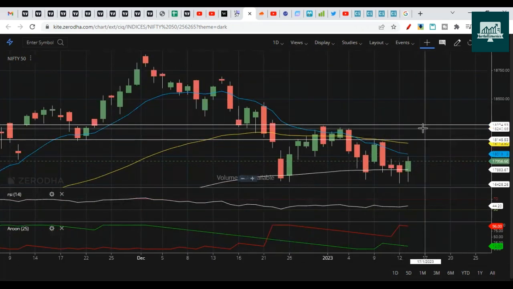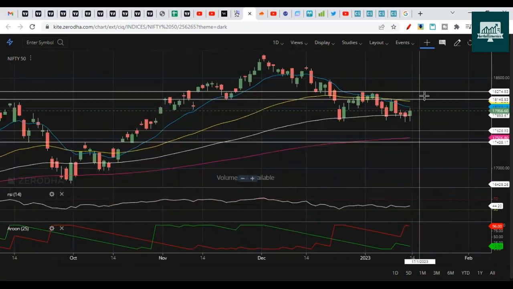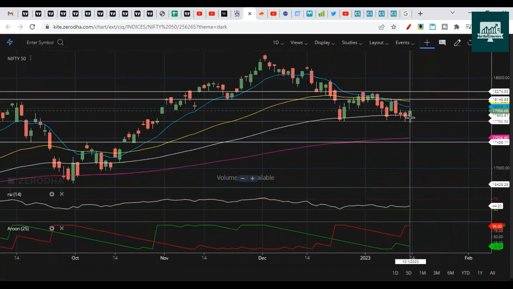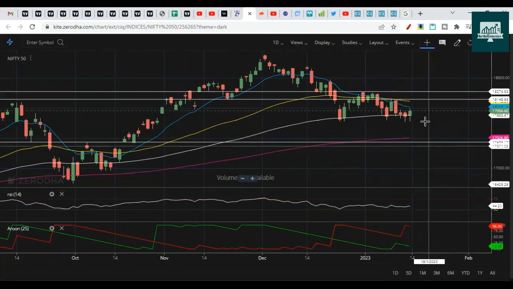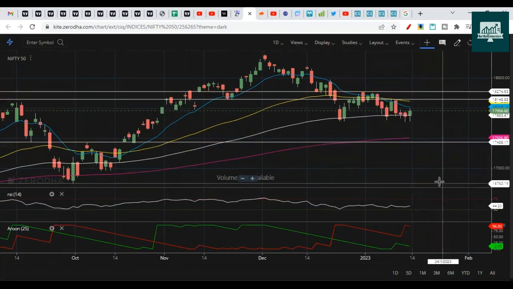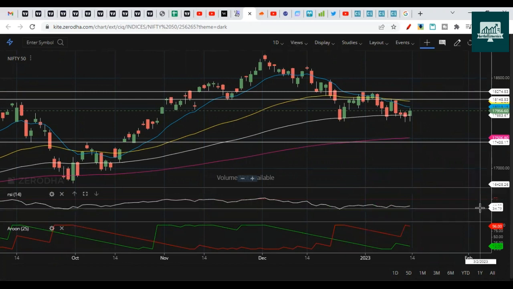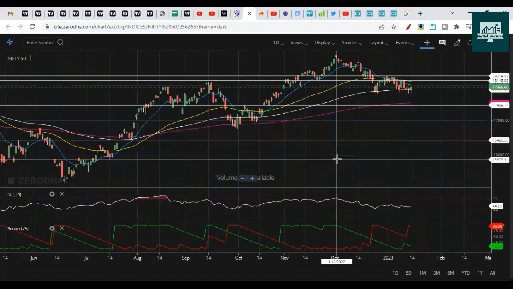So it can give a pullback towards this resistance and then can show the dip. But yeah, it will take a lot of time. It might take some 1 or 2 weeks in this, then it could start the dip. RSI is still below 50, which is considered a negative signal. So this is what the indicators are telling.